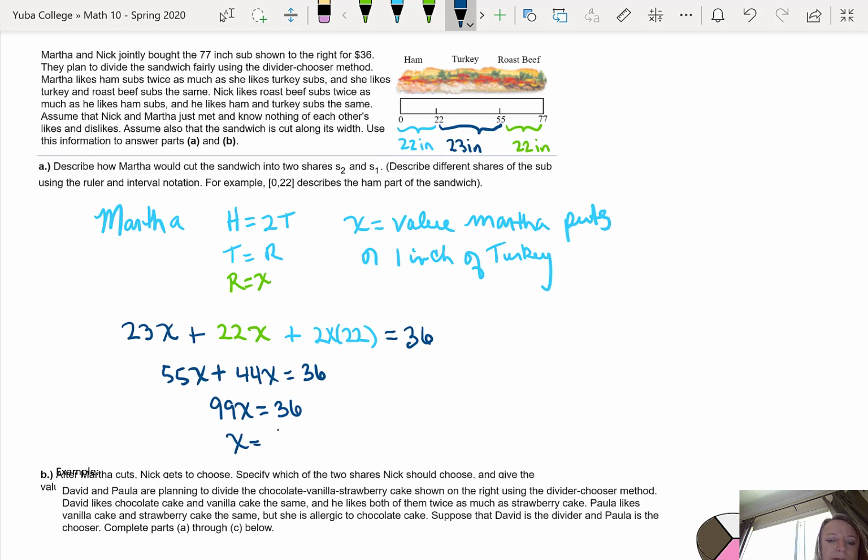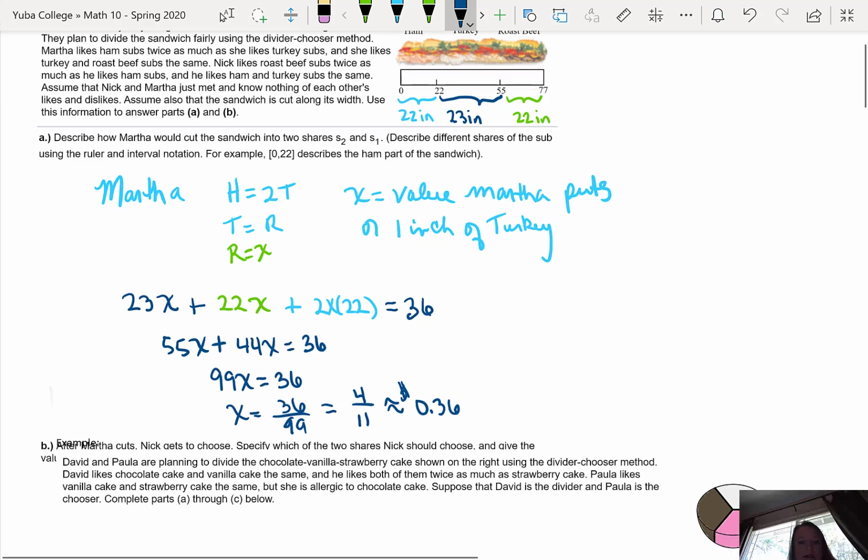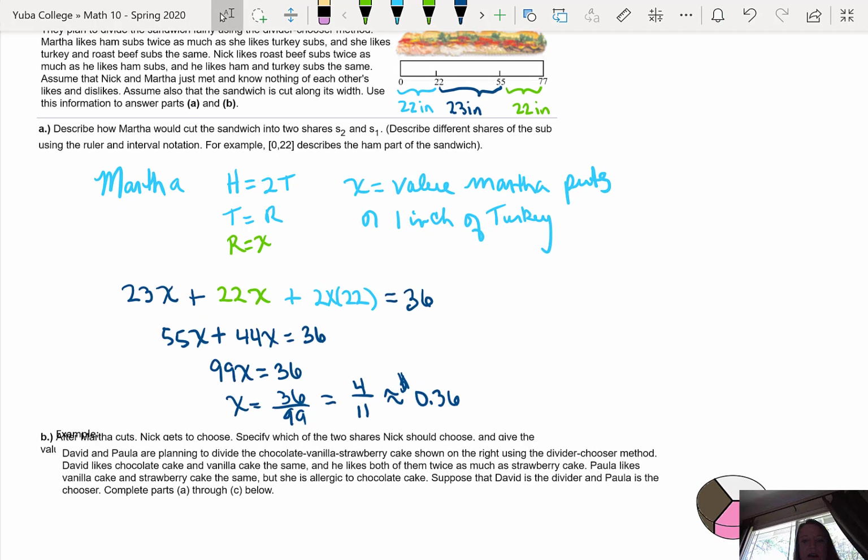To get x by itself, we can divide both sides by 99, and so we get 36 over 99. Both of those have 9 in common, so we can reduce this. 9 goes into 36 4 times, and 9 goes into 99 11 times. If you throw that into the calculator, you'll see this is approximately 36 cents. So 1 inch of turkey is 4/11 of a dollar, what she believes is the cost of 1 inch of the turkey.